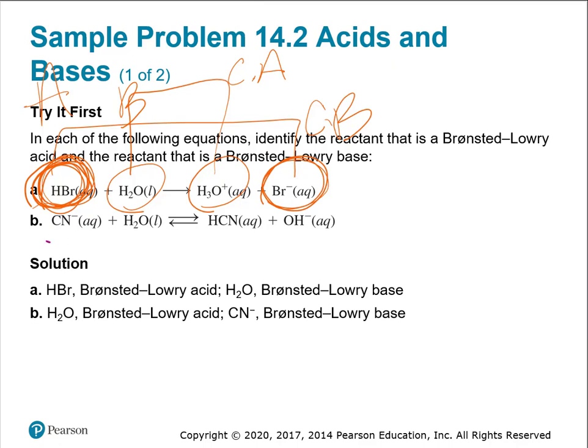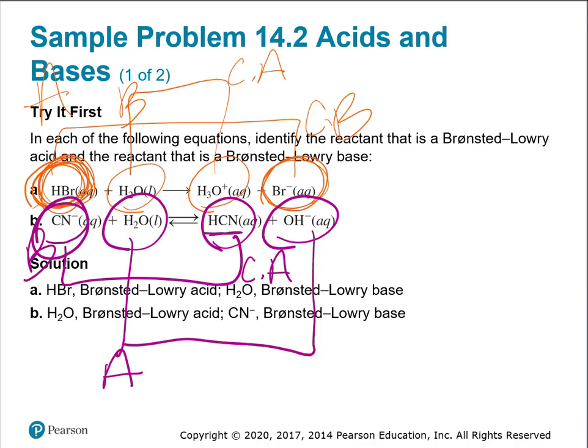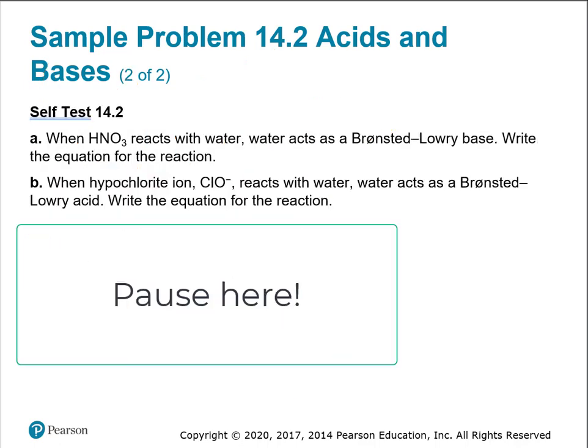Then I have CN minus. Its match is going to be HCN. Obviously this has more H's, so this is going to be my conjugate acid. Therefore the CN minus is the base. H2O and OH minus: H2O has more H's, so this is going to be my acid, and OH minus would be the conjugate base. Why don't you pause the video here to try A and B.